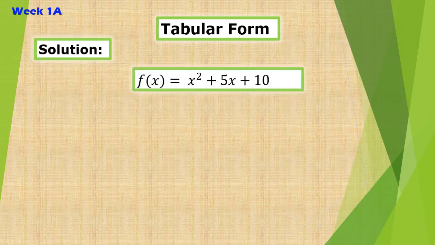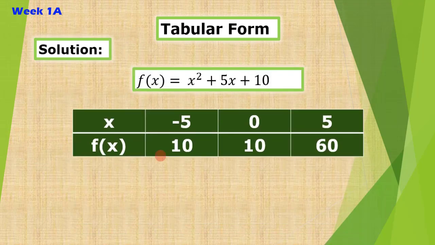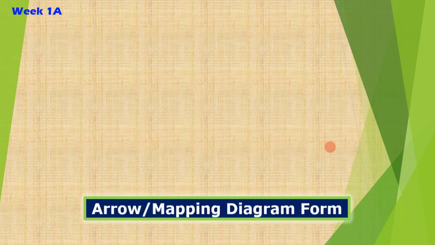Tabular form for the solution, we have the same function. If x equals negative 5, f of negative 5 is 10. If x is 0, f of 0 is also 10. And we have x equals 5, then f of 5 is 60.